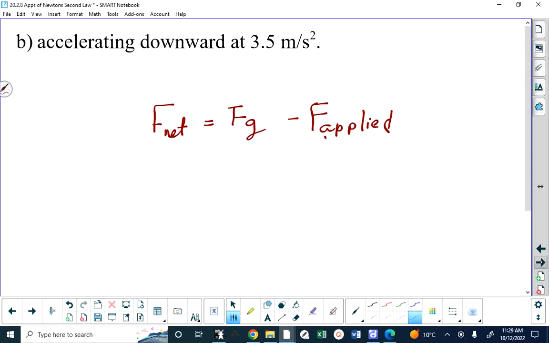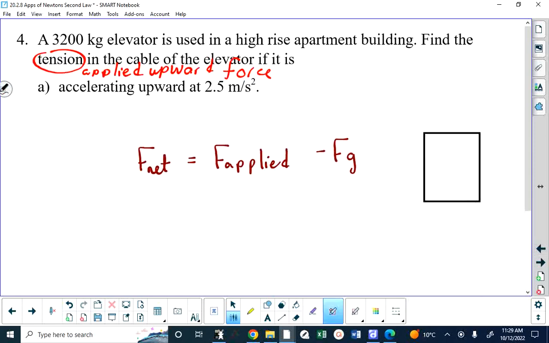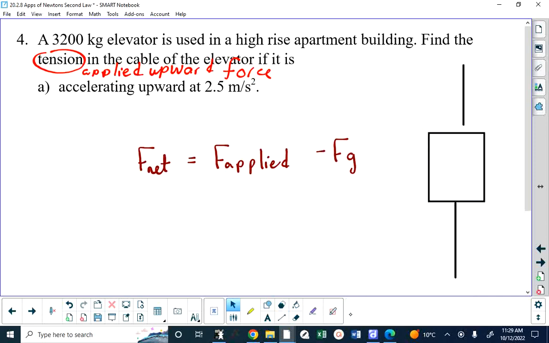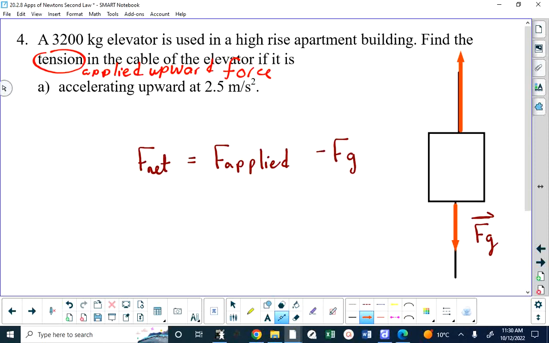That when it's accelerating up, and again, I don't feel real creative, although I can draw a box, that's easy. There's my elevator. Here's the cable that supports it. If it's accelerating up, we have a force of gravity. You cannot hide from gravity on the surface of the Earth. It's there. But if it's accelerating up, then the upward force has to be greater than the force of gravity, which is why I said F applied minus the force of gravity. Because the net force means add them together. How do you add those two forces? Take the bigger minus the smaller.